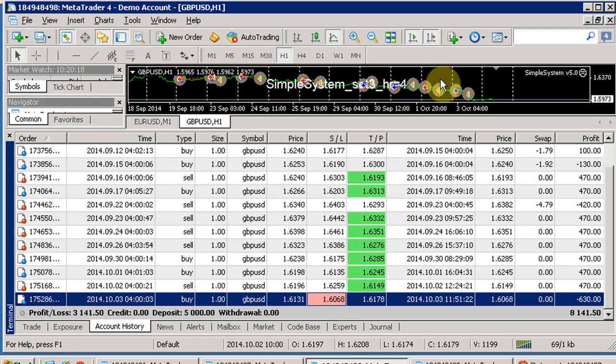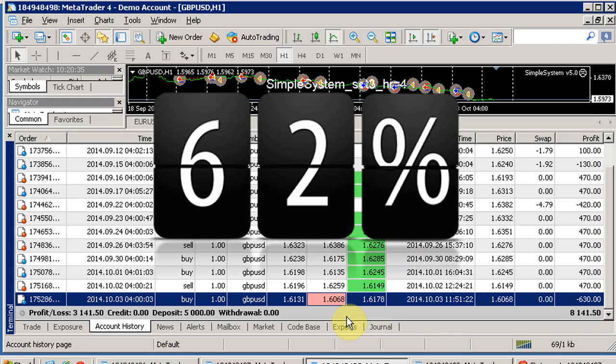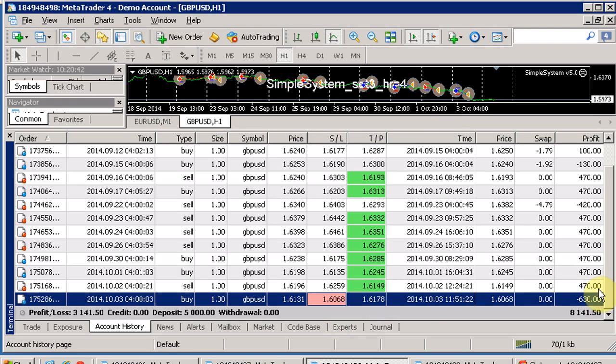But going back to our set, as you can see, this set yielded $3,141.50 of pure profit from a deposit of $5,000 in the space of 4 weeks. So that's 62% profit in 4 weeks. It's incredible. It's unbelievable. It's something that you don't see often. And this is something that is definitely worth considering putting onto a real mini account just for testing it out first in real market conditions, and then maybe moving it on to a large scale real account.